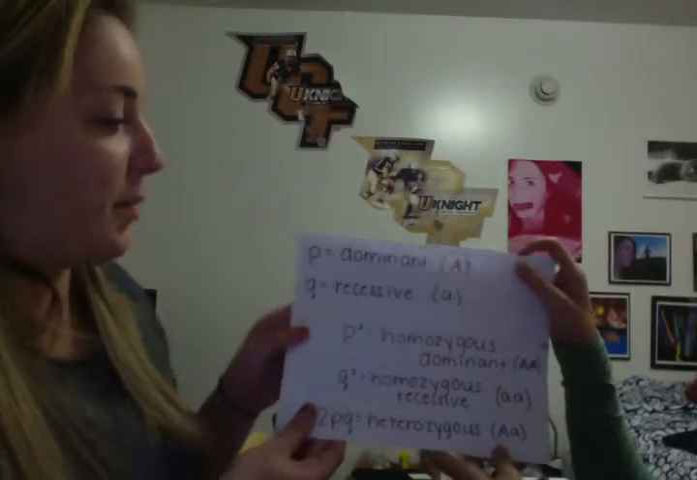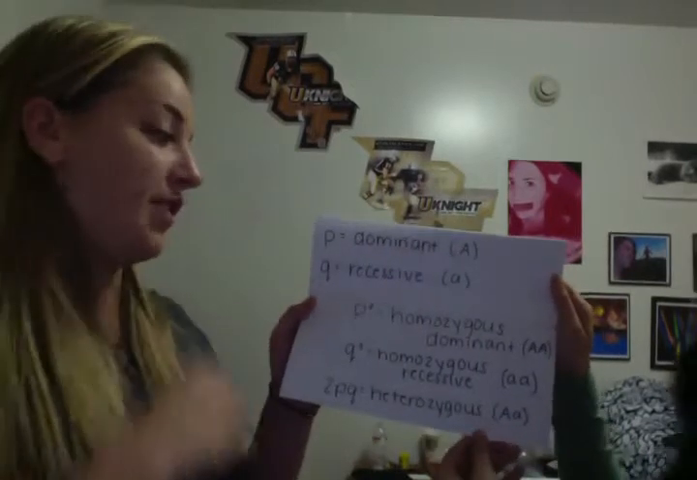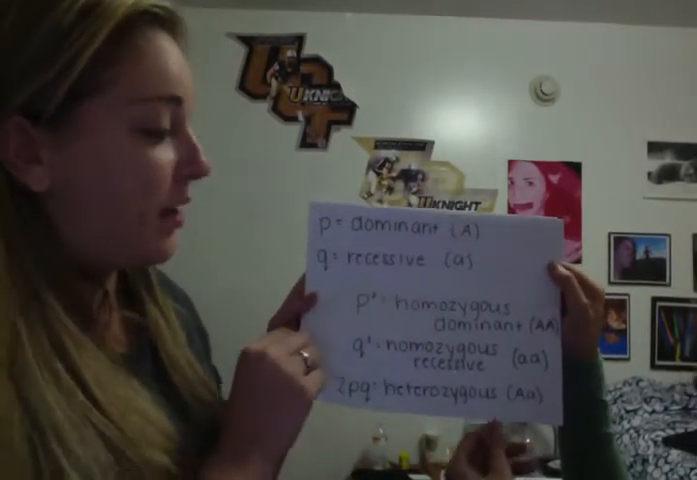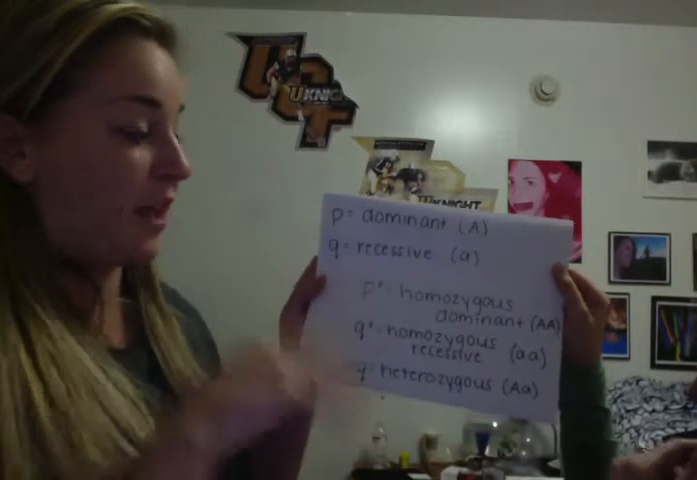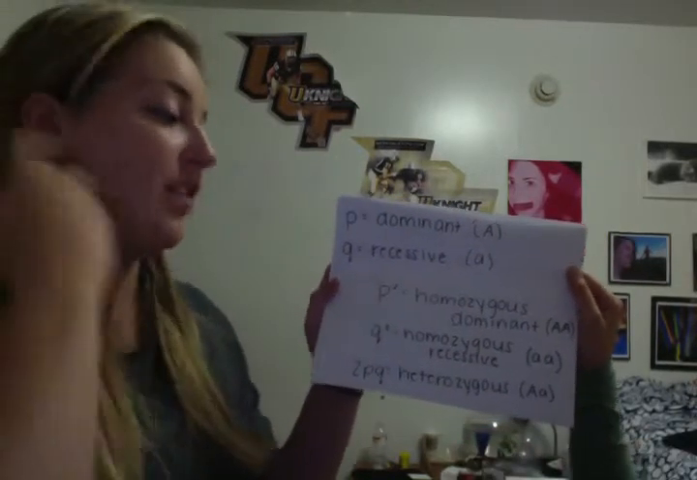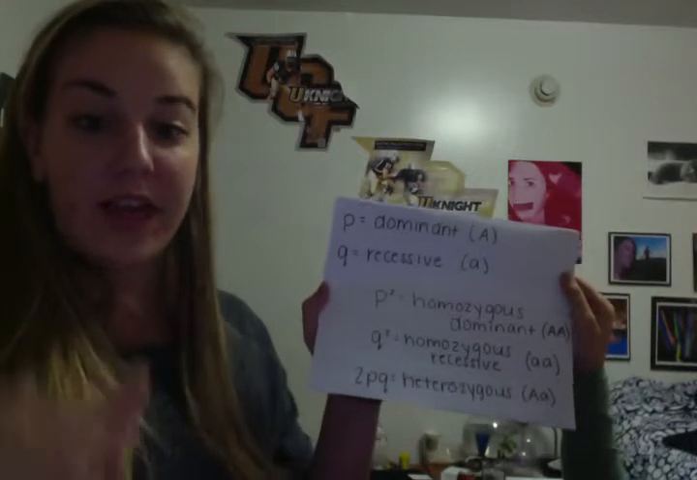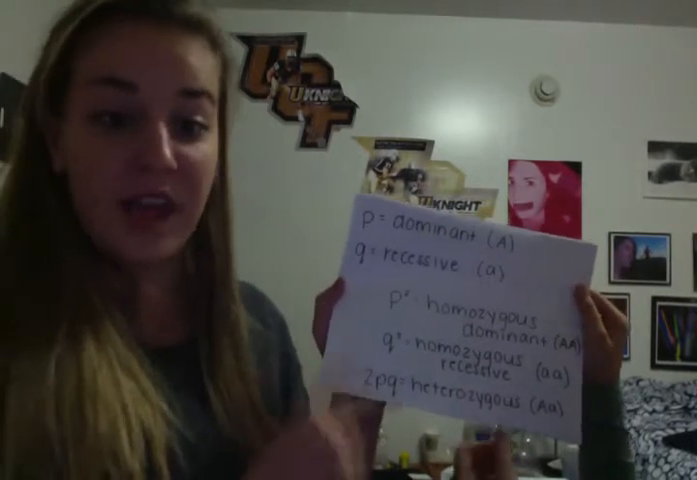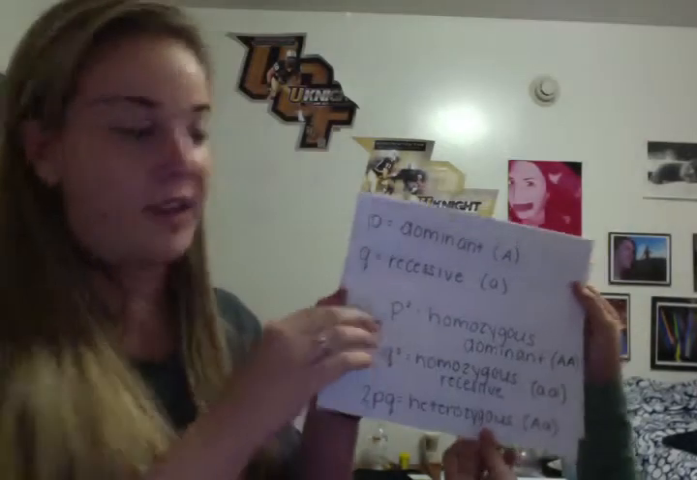P is the dominant, big A. Q is the recessive, little a. P squared equals the homozygous dominant, big A. Q squared is the homozygous recessive, little a. And 2PQ is the heterozygous, which is big A, little a.